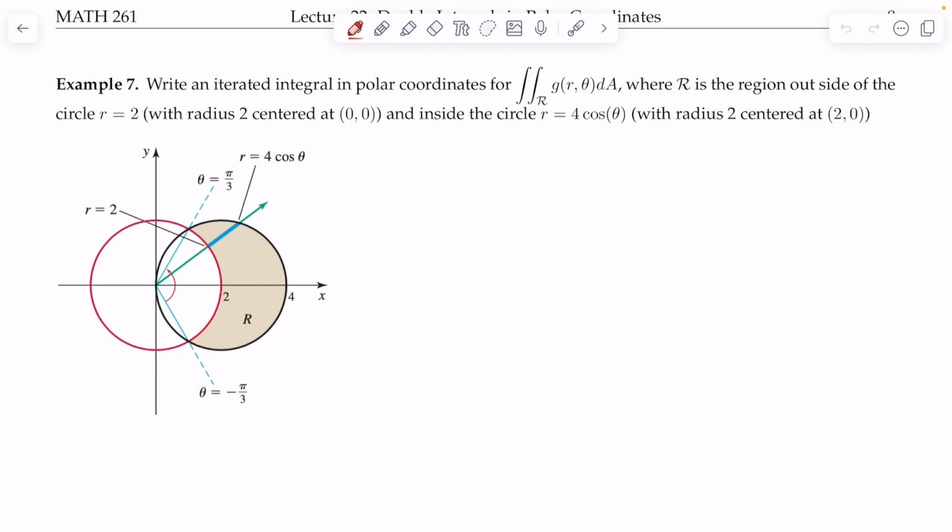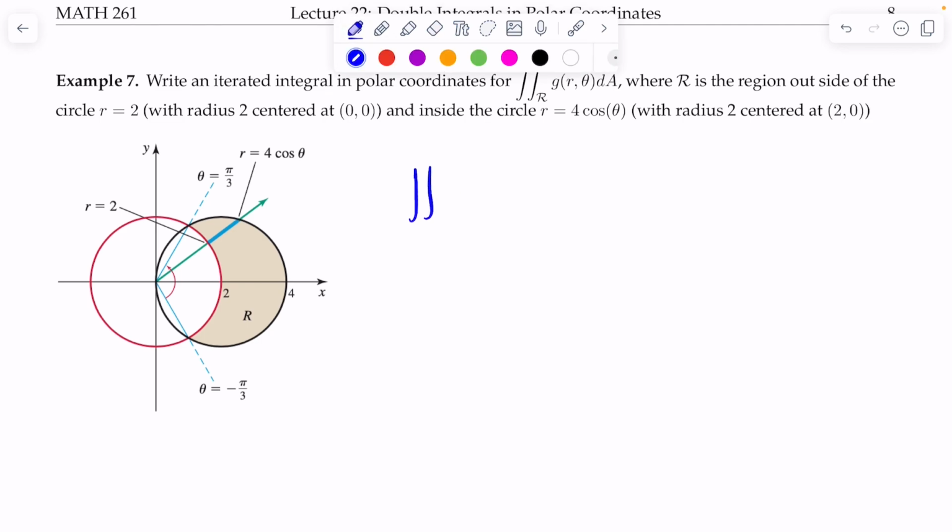And remember, we just want to set up the integral, and the integral has to be written in the polar coordinate system. So the double integral of interest is of this form: the double integral of g of r theta dA over the region R. Because there's no specific function of consideration, we're just going to write g of r theta. And dA, the area, when written in polar coordinates, consists of r dr d theta. And what about the bounds of r and of theta?